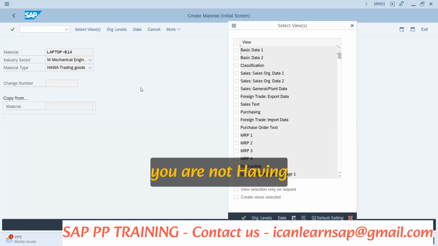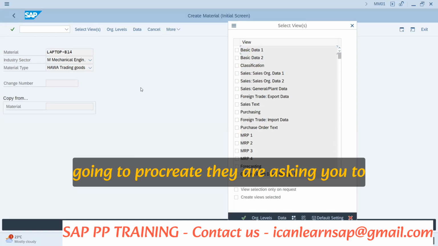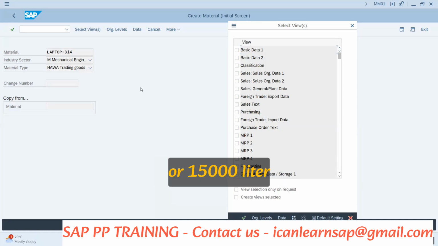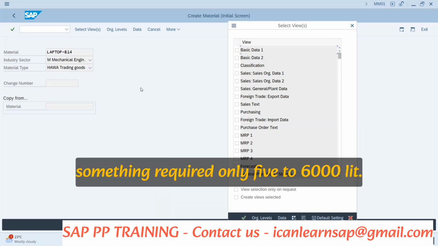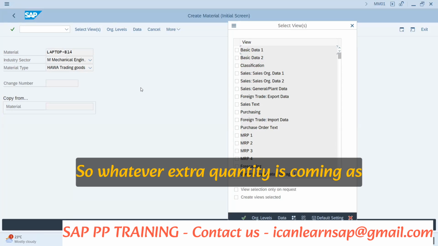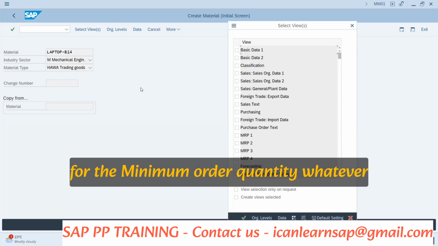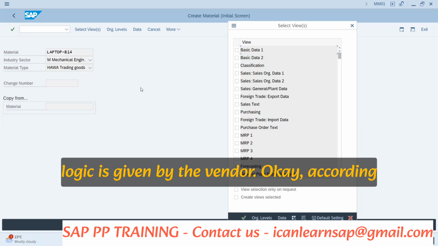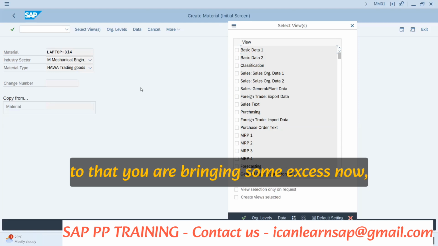Because you know that you are not having it, whenever you are going to procure it, they are asking you to bring 10,000 liter or 15,000 liter, but you require only 5 to 6,000 liter. So whatever extra quantity is coming as per the minimum order quantity, whatever logic is given by the vendor, according to that, you are bringing some excess.